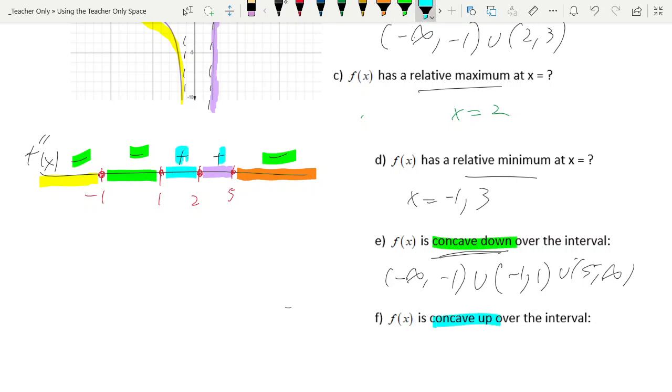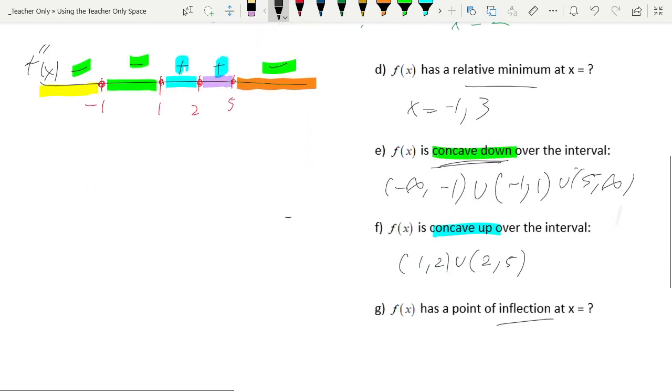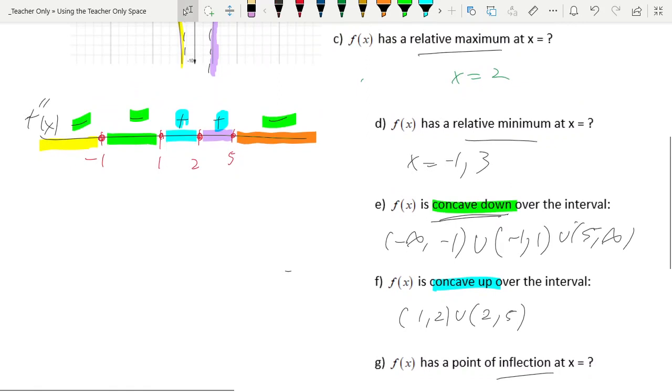Where are we concave up? Well, that means our interval was positive. So where did that occur? From 1 to 2, and 2 to 5. Those would be my two intervals. Fantastic. So last but not least, how do I get an inflection point?